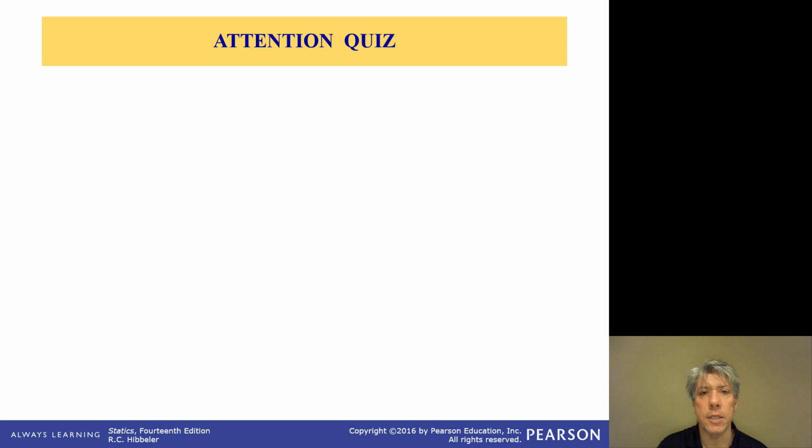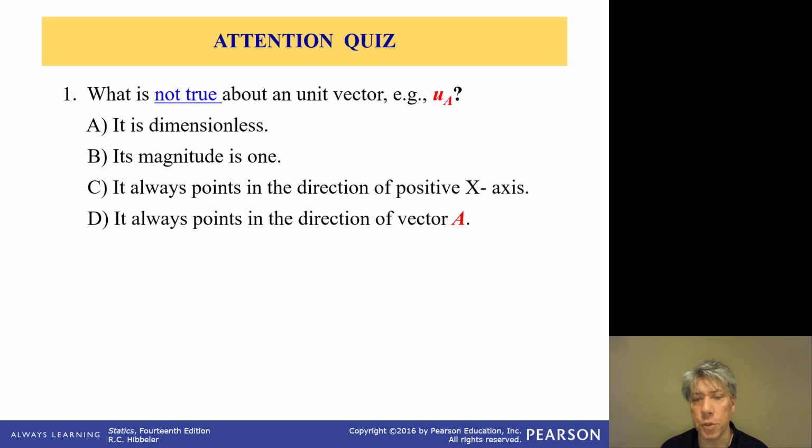So now let's consider the attention quiz. What is not true about a unit vector, for example, UA? Is it dimensionless? Well, we can get a unit vector by taking, say, a force vector and dividing it by its magnitude, both of which have units. So the units divide out, and in fact, unit vectors are dimensionless. Is its magnitude 1? Well, that's actually why it's called a unit vector. Its length, its magnitude, is unity, or 1. So A and B are not the answer, because those things are in fact true about unit vectors.